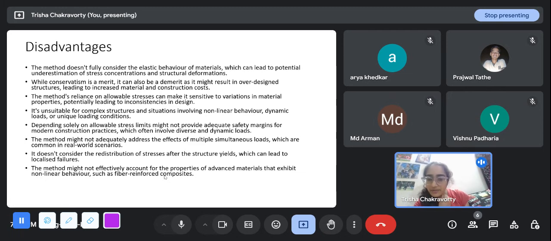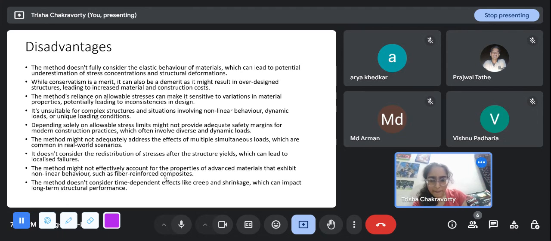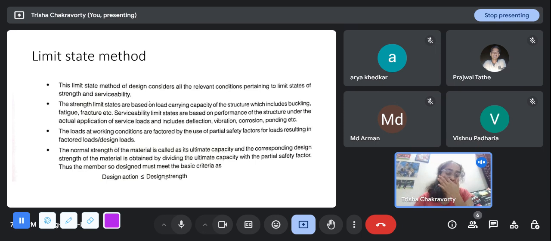And the method might not effectively account for the properties of advanced materials that exhibit nonlinear behavior, such as fiber reinforced composites. And the method also doesn't consider time dependent effects like creep and shrinkage, which can impact long term structural performance. Now, the limit state method.